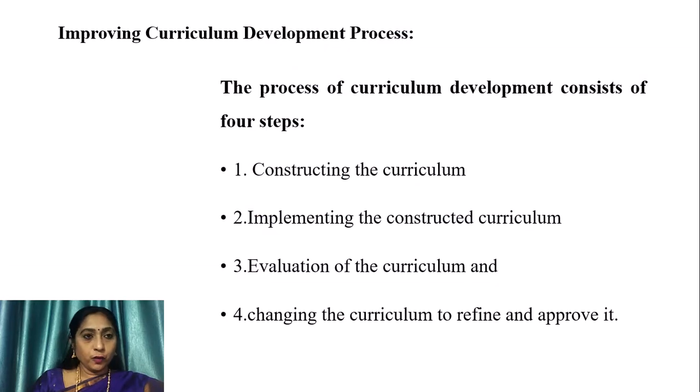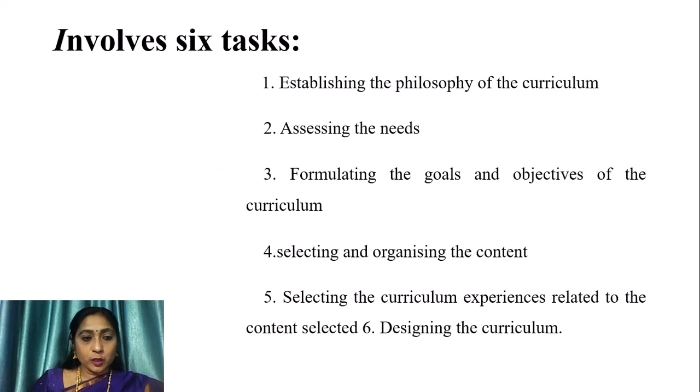The second module of the fourth unit starts with improving the curriculum development process. It talks about the process of curriculum development, that it consists of four steps. The first one being constructing the curriculum, the second one being implementing the constructed curriculum, the third one is the evaluation of the curriculum, and the fourth one is changing the curriculum to refine and improve it. We must also understand it involves six tasks: establishing the philosophy of the curriculum, assessing the needs, formulating the goals and objectives of the curriculum, selecting and organizing the content, selecting the curriculum experiences that are related to the content, and designing the curriculum.